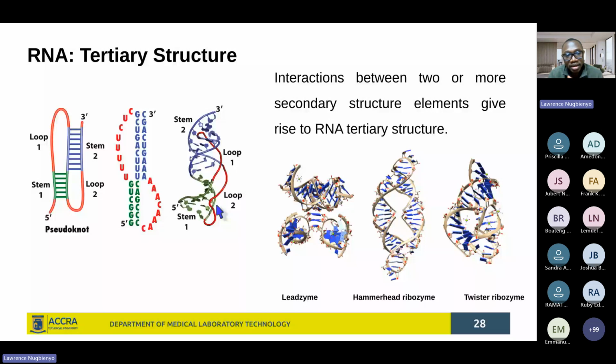And you find some RNAs that act as biocatalysts, like enzymes, in these biochemical processes. Some of them are what we are showing over here as leadzyme. So you see it's having some secondary structures, like different subunits of secondary structure RNAs that come together forming a complex. You see one, the hammerhead ribozyme and the twister ribozyme.